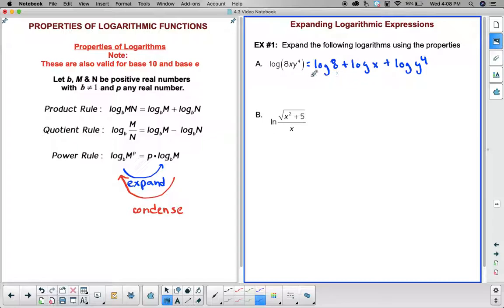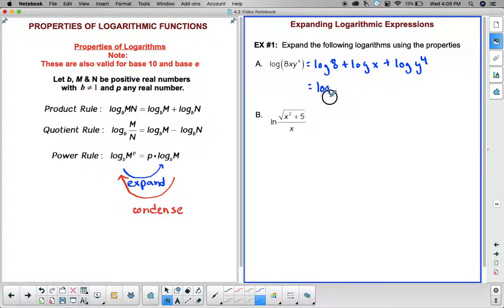Now, let's look at each term. Log of 8, there's just one factor in the argument. I'm done. Log of x, just one factor in the argument. I'm done there. But here in the third term, log of y to the fourth, I have a power. I can use the power rule to simplify and expand this further. I guess it's not simplifying, it's expanding. So I'm going to keep going.